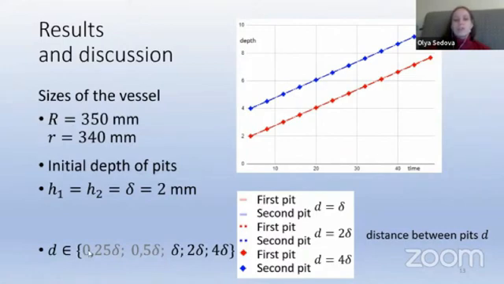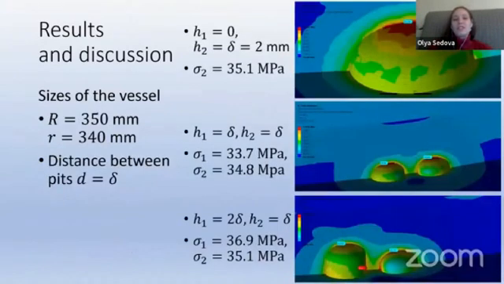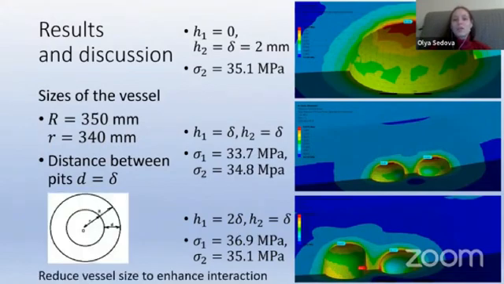And then we decided to consider different distances like this, and it didn't work so well for us. So we considered other parameters. We changed the radius of the shell. Because when we consider two pits, imagine that one is starting here and another is starting here, and they both grow into the shell.